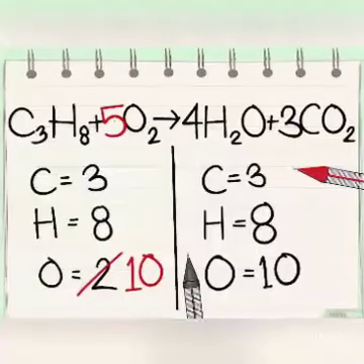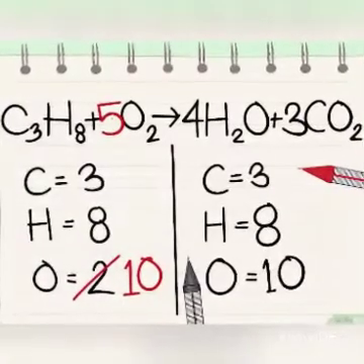Step 7. Balance the oxygen atoms. Now you have 6 oxygen atoms in the carbon dioxide molecules and 4 oxygen atoms in the water molecules, which gives 10 atoms. Now when you have done all these steps, your answer will look like this.